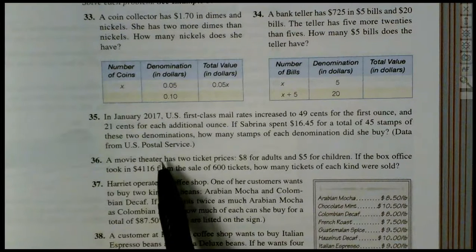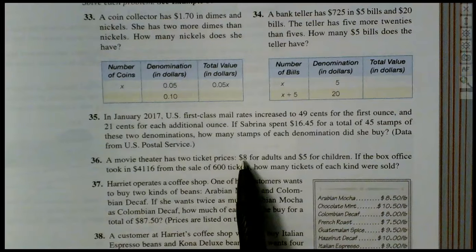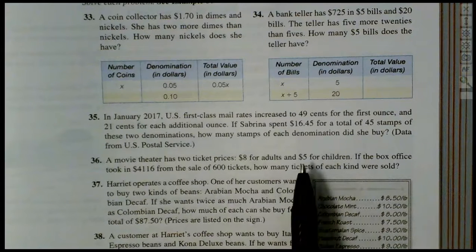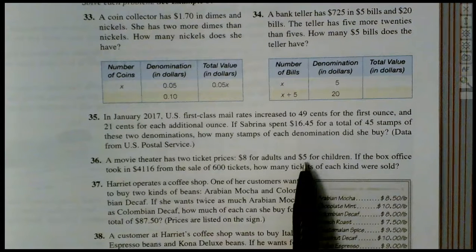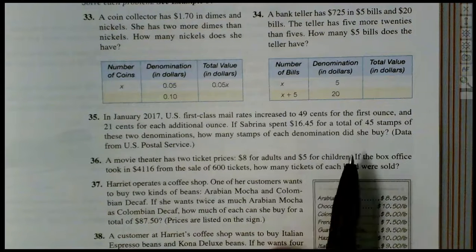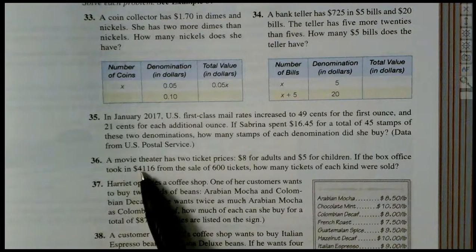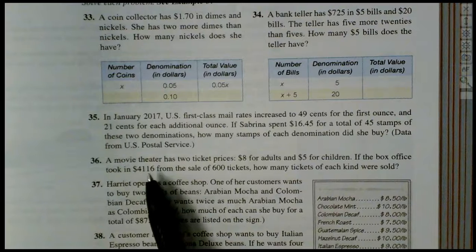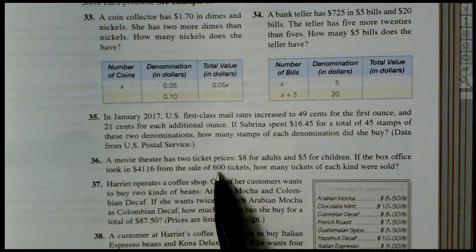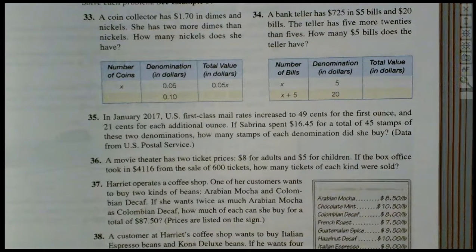A movie theater has two ticket prices: $8 tickets for adults, $5 tickets for children. If the box office took in $4,116 from the sale of 600 tickets, how many tickets of each type were sold?